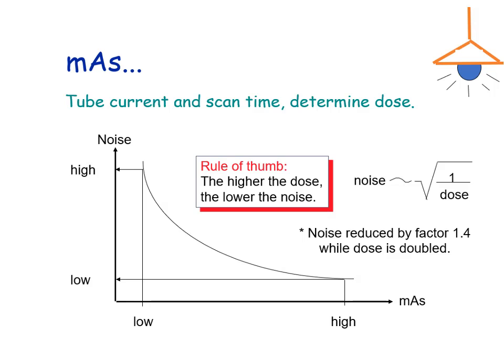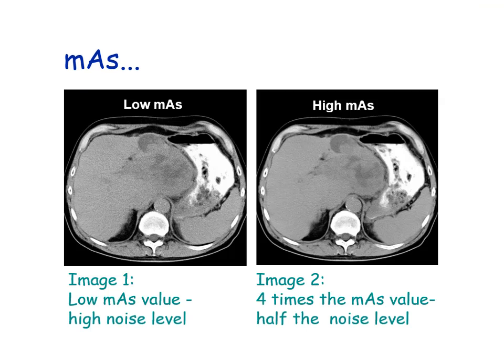mAs. Noise is reduced by a factor of 1.4 while dose is doubled. Tube current and scan time determine dose. Low mAs. High mAs. Image 1, low mAs value, high noise level. Image 2, 4 times the mAs value, half the noise level.